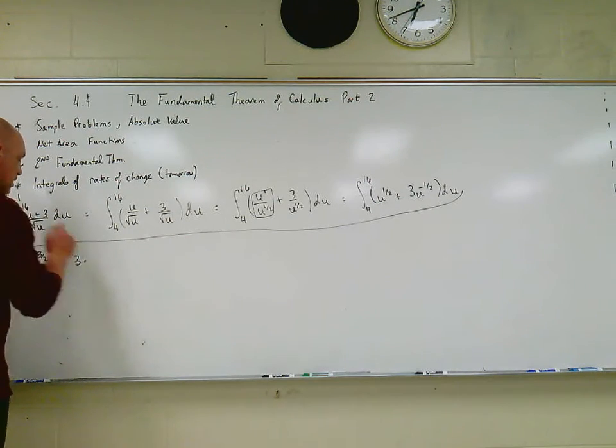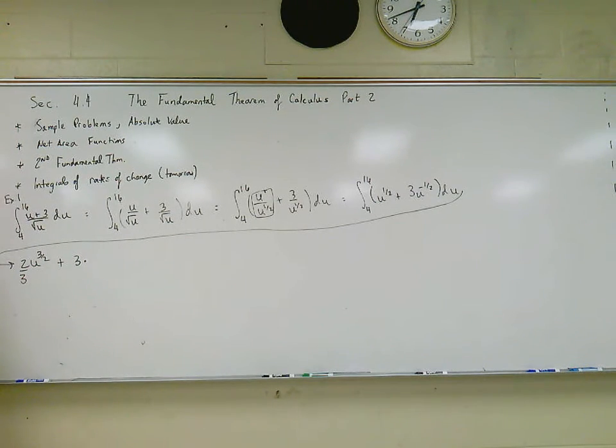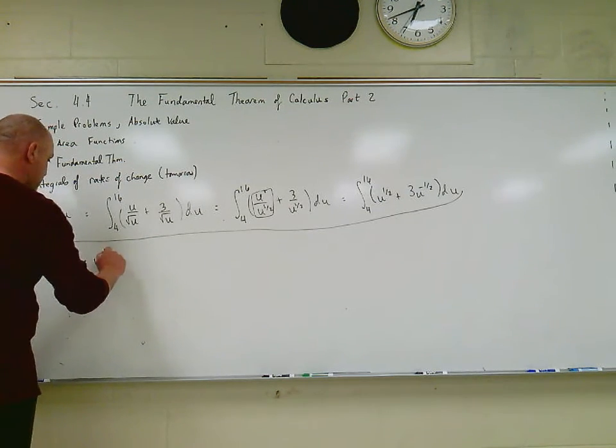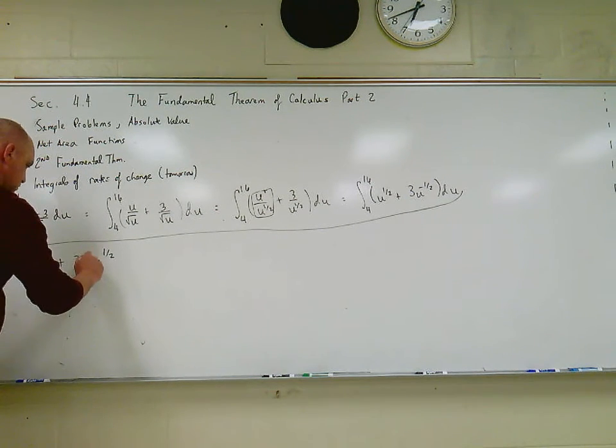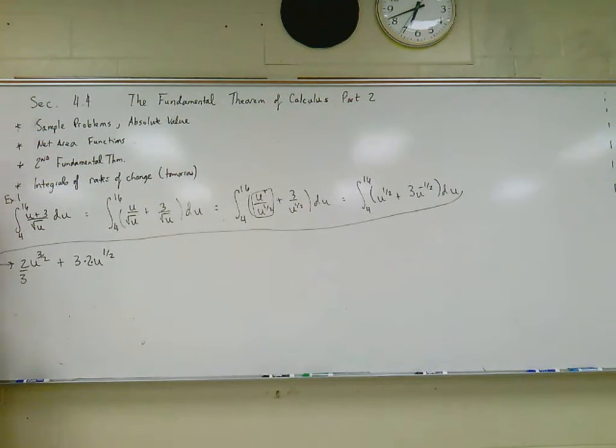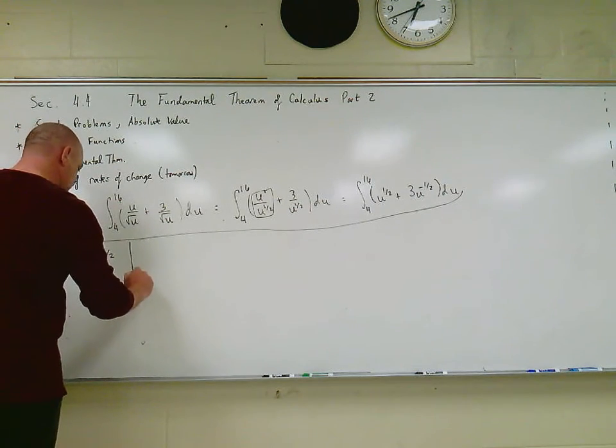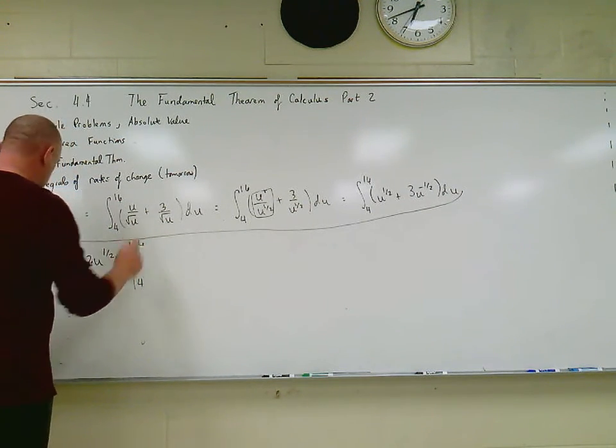So plus 3 times, all right, u to the negative 1/2. So we're adding 1 and then dividing by that new number. So if you add 1 to negative 1/2, what do you get? 1/2. So it's going to be u to the 1/2, but instead of dividing by 1/2, I can just go ahead and multiply by what? 2. And then all of this is from 4 to 16.